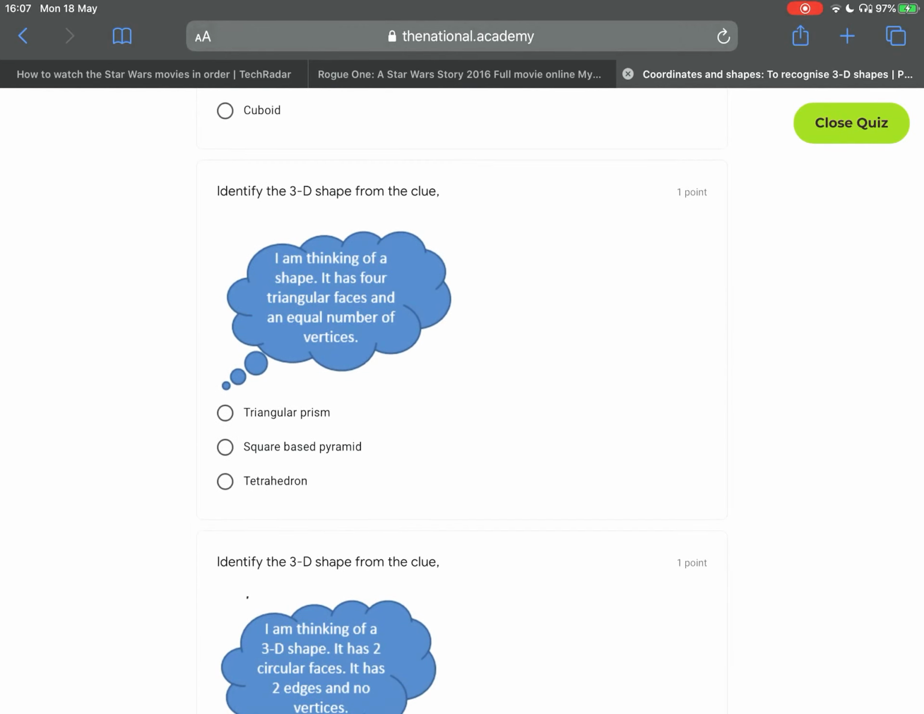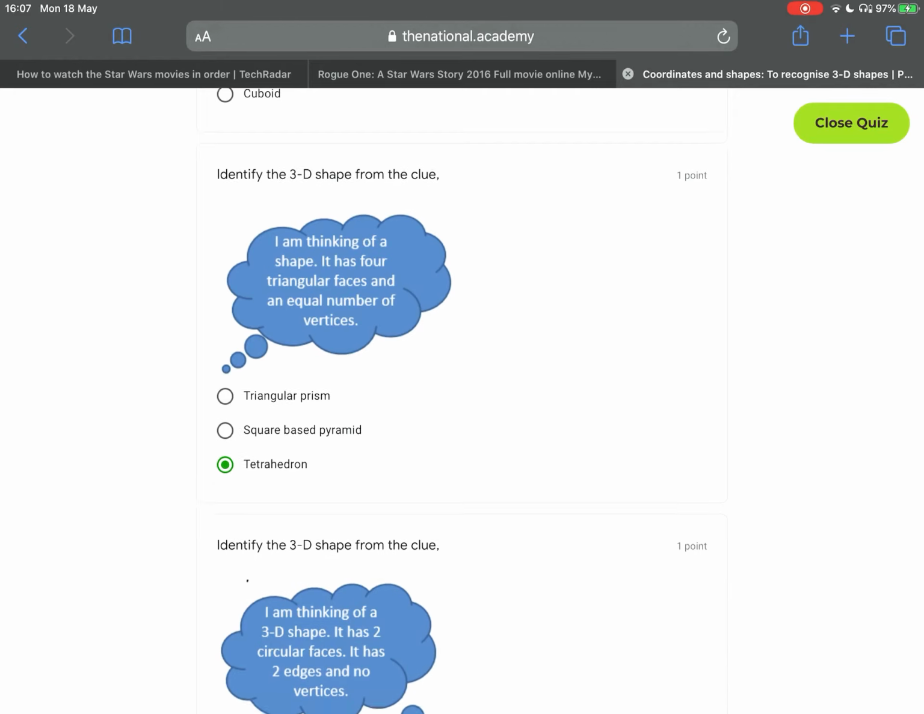Identify the 3D shape from the clue. I'm thinking of a shape. It has 4 triangular faces and an equal number of vertices. That would be 4 triangular faces. So that's a tetrahedron.